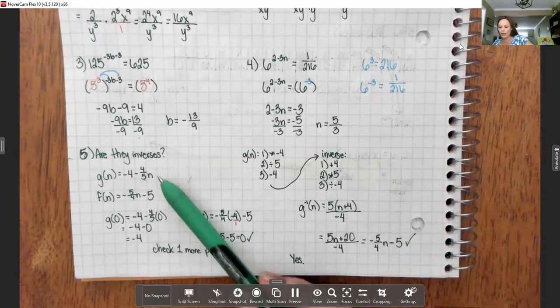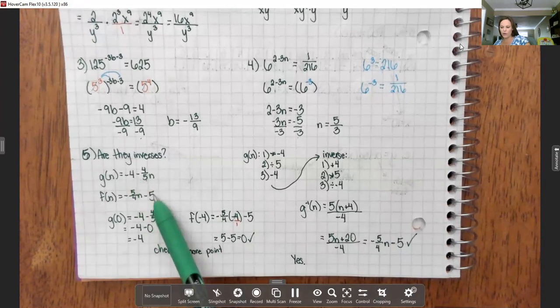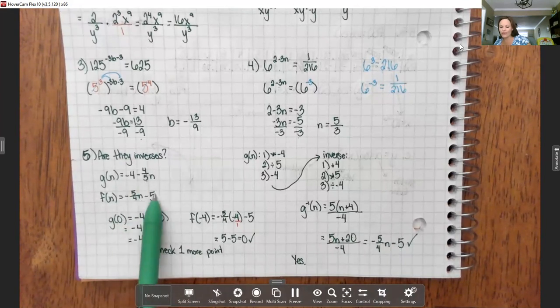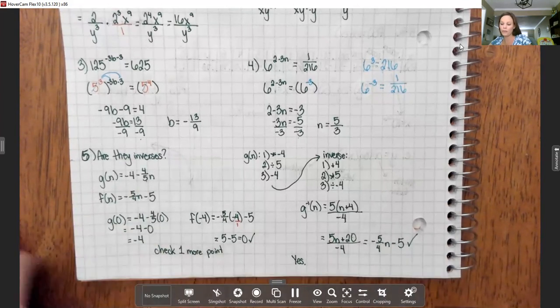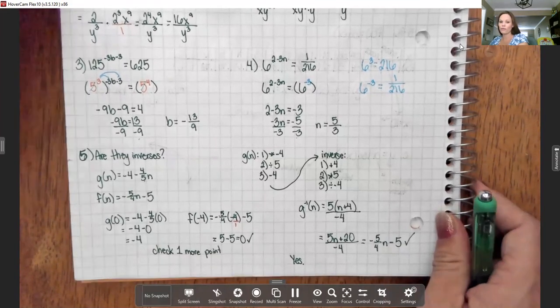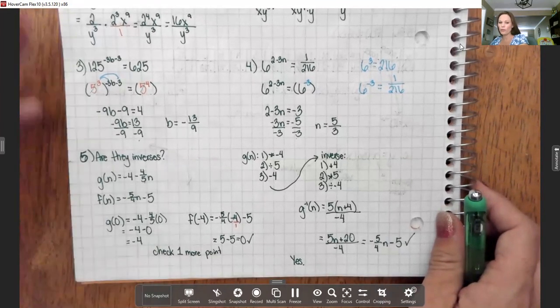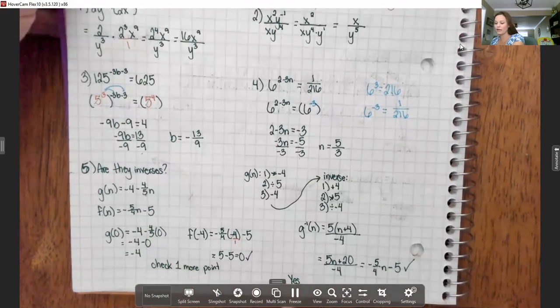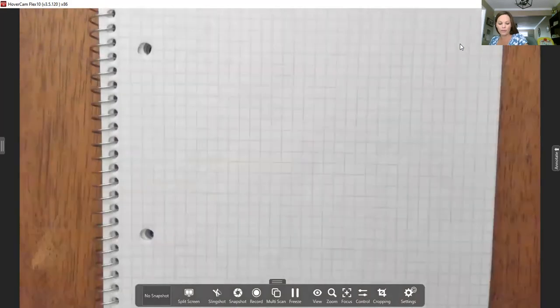And they might not look like it when you first look, because this one has a 4 and this one has a 5. They're negatives all around. So just because they don't look like inverses doesn't mean they're not. Questions so far? Again, we also could have graphed these. You can graph them on Desmos or your graphing calculator.